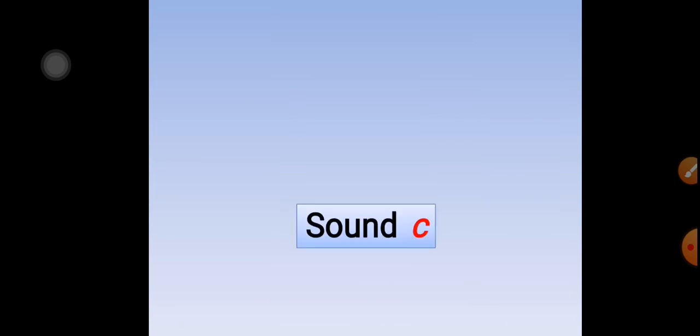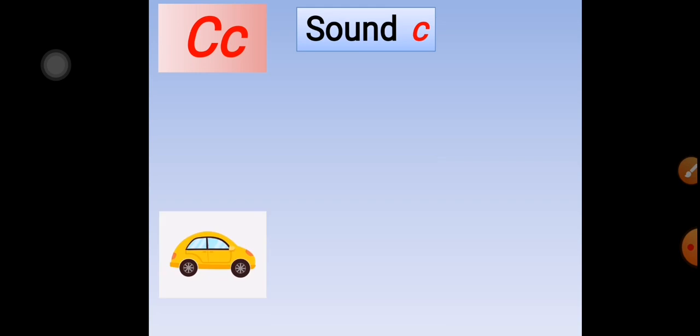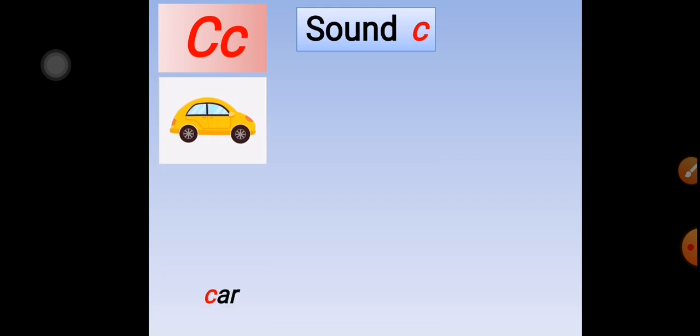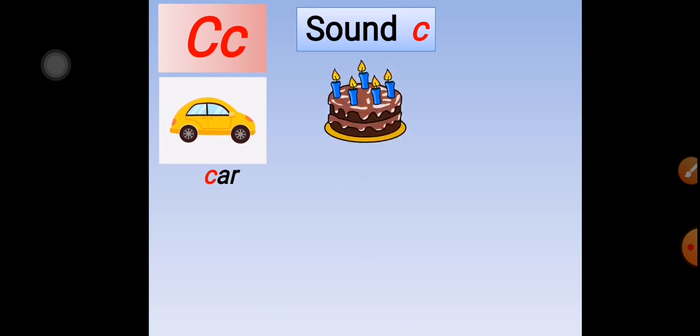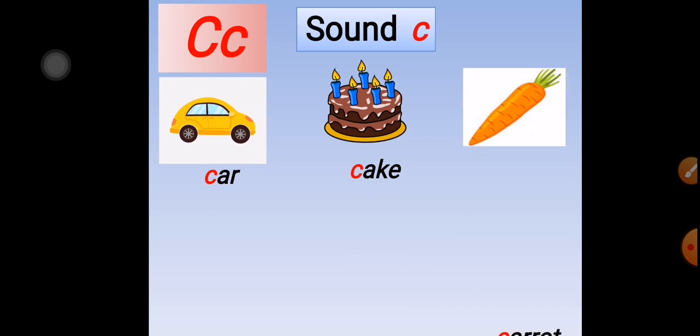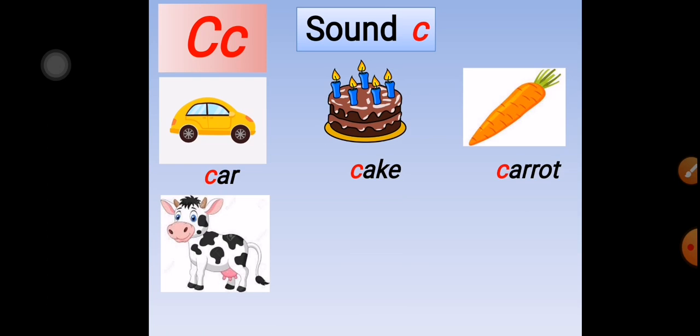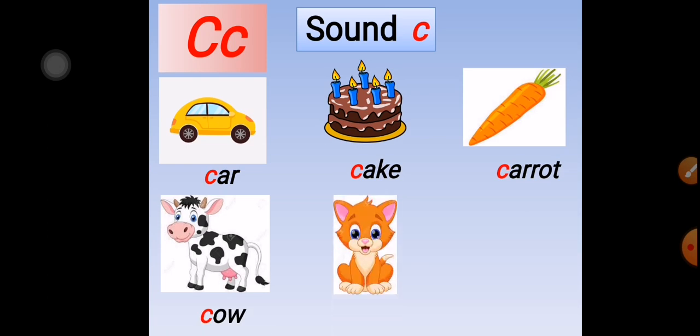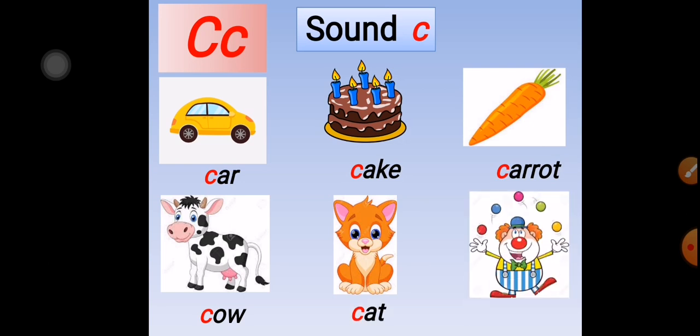The next sound is k. The words which begin with the sound k are car, cake, carrot, cow, cat, and clown.